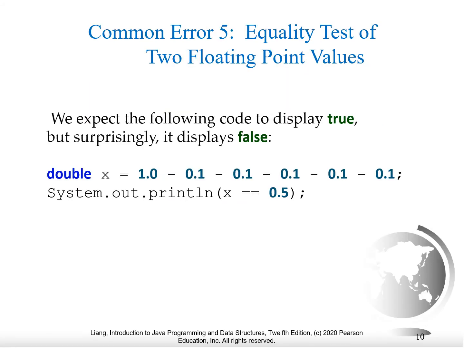Floating point numbers have a limited precision. Therefore, calculations involving floating point numbers can introduce round-off errors. This makes testing the equality of a floating point number unreliable. We would expect the Boolean expression in the print line statement to evaluate to true, but due to round-off errors, it evaluates to false.